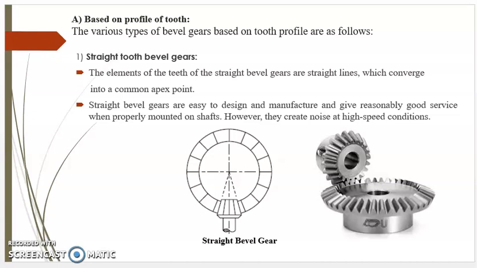First, straight tooth bevel gears. Now you just see this is the image of the straight tooth bevel gears. The tooth or the teeth on the gear are straight. The elements of the teeth of the straight bevel gears are straight lines which converge into a common apex point. That is this common apex point.